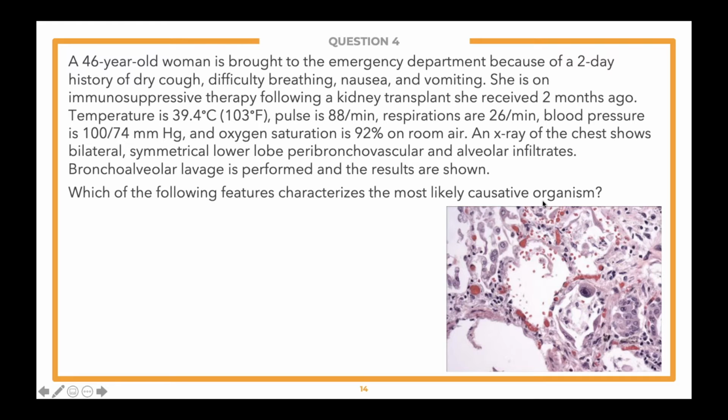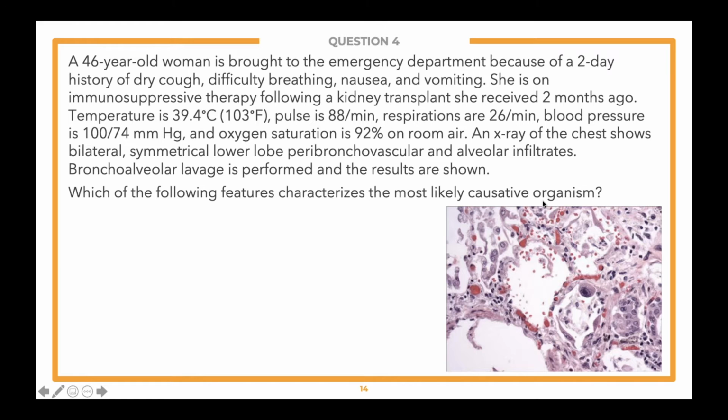A 46-year-old woman is brought to the emergency department because of a 2-day history of dry cough, difficulty breathing, nausea, and vomiting. She is on immunosuppressive therapy following a kidney transplant that she received 2 months ago. Temperature is 39.4 Celsius, or 103 degrees Fahrenheit. Pulse is 88 per minute. Respirations are 26 a minute. Blood pressure is 100/74. Oxygen saturation is 92% on room air.